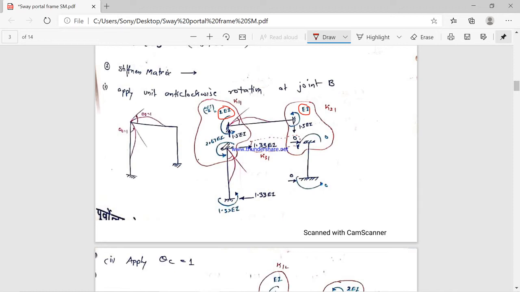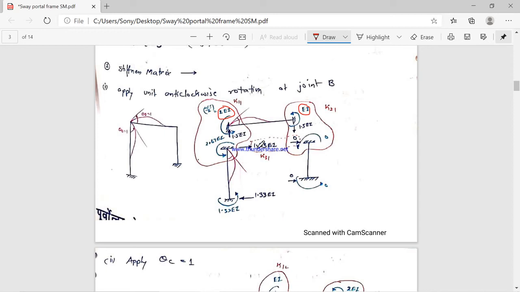Let us see that. Here it will be 4EI by L, here it will be 2EI by L: 4 into 2 divided by 3, and here also 2 into 2 divided by 3. So the answer will be 1.33. Here it will be 2.67. So the effect of the unit rotation theta at the joint will be formed like this. Now let us see how this 1.33 will come from.